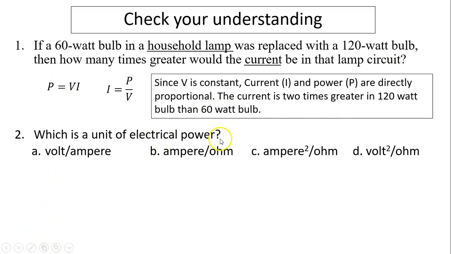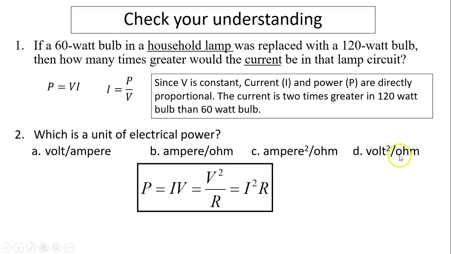Which is a unit for electrical power? So take a look at the equation. Electric power is volt times ampere, so it's not the first one. Electric power equals I squared times R, so ampere squared times ohms. That's not it. Equals V squared over R, so it's volt squared over ohms. D is the answer.